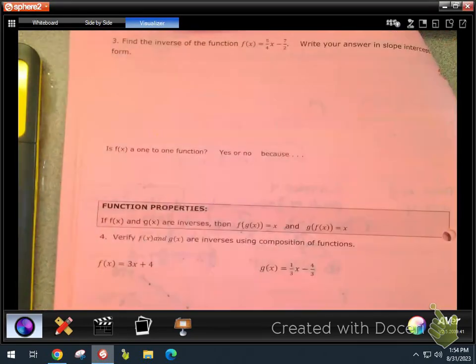Don't be afraid of the fractions. Okay, so go to number 3. This is just asking you to find the inverse. That's going to be on the check for understanding, and it's what your Delta Math is today, just finding inverses. It should be quick, okay? Don't freak out with the fractions. Just take them one at a time.